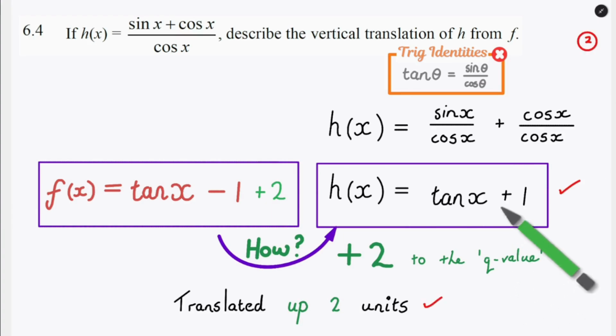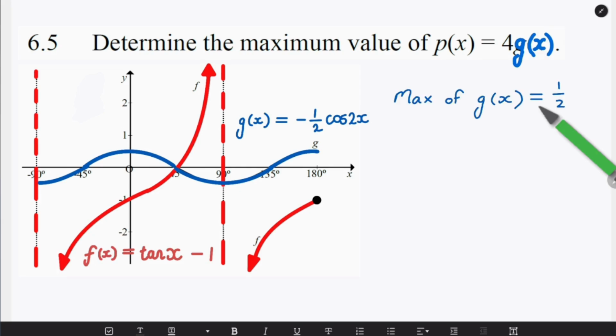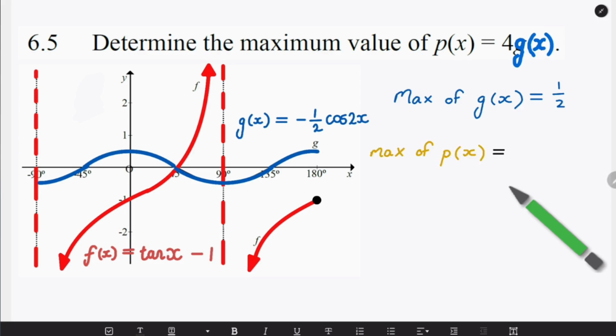And our 2 marks here come from manipulating this expression into tan x plus 1, as well as our final answer of translated up by 2 units. Wrapping this question up, we need to determine the maximum value of p of x, which is a completely new function that's equal to 4 times g of x. So we know things about g of x. It's our blue graph, and we know the maximum of the blue graph. We got it earlier to be that half over here. So if we want the max of p of x, we're just going to maintain the structure over here. We're going to say 4 times the max of g of x. So it's just 4 times a half, and that's going to give me 2.